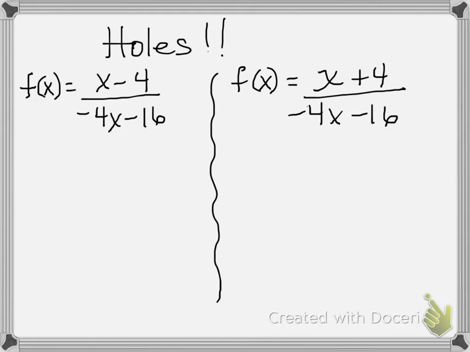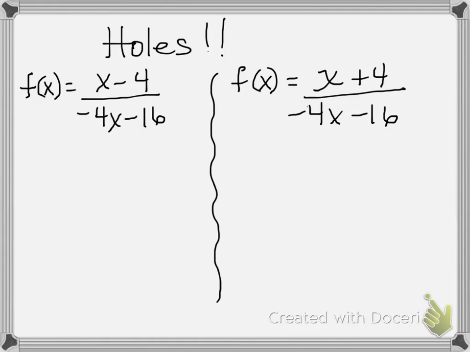All right, the last thing I'm going to talk about will be holes. Holes are places in the graph where you have a break, and I'm going to graph what a hole looks like. All right, in this particular function, these two functions here, they look very similar, but they look like they could be the same, but they're not. One has a hole and one does not have a hole. So here we're going to find out which has a hole.